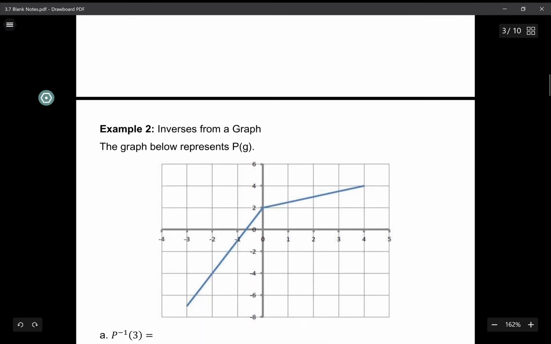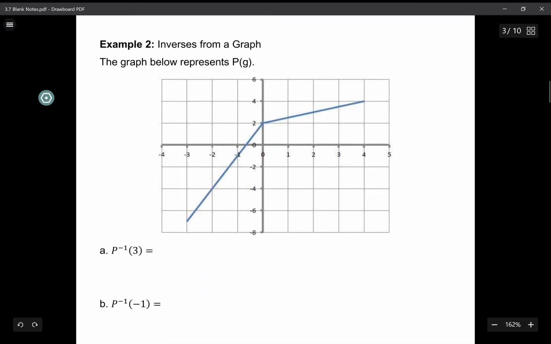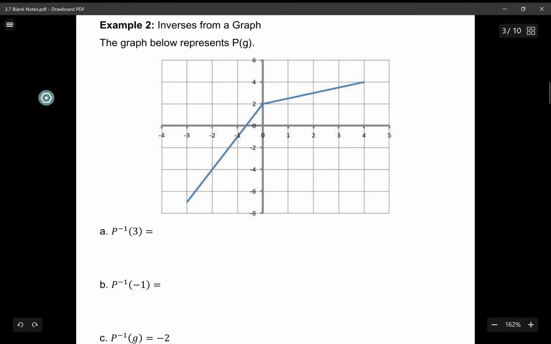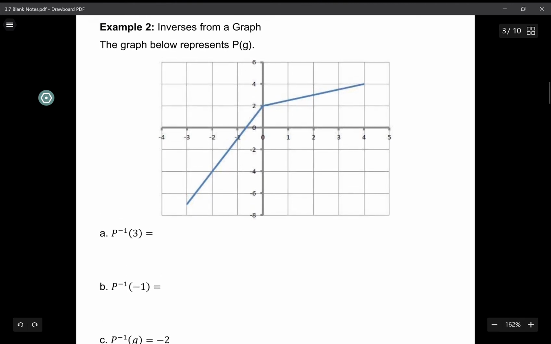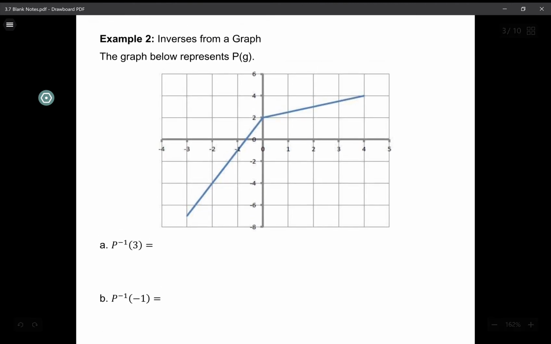All right, let's try it from a graph. Here's a graph of the function p of x. Let's see if we can figure out what p inverse of 3 would be. Well, the first thing let's do is actually find p of 3. What is p of 3 equal to? Well, if we go to 3, p of 3 looks to be about 3.5. So that's not going to be our point because for our inverse function, we need to find the x value that gives y equal to 3.